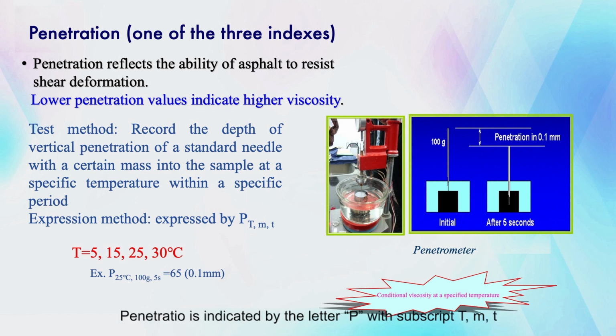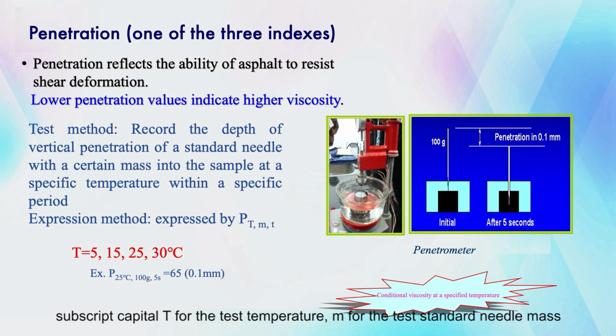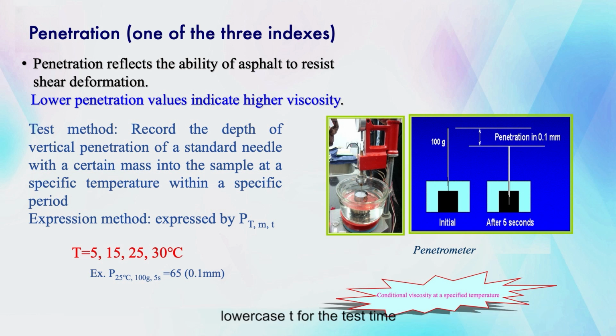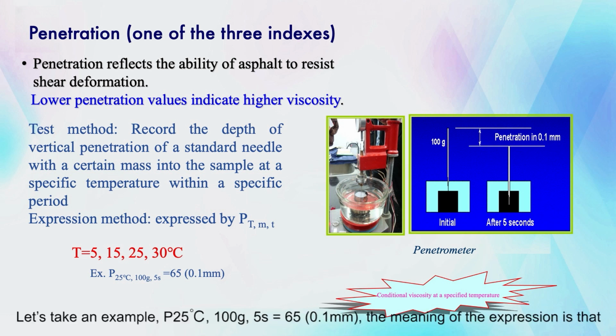Penetration is indicated by the letter P with subscripts T, M, t. We are going to explain their meanings. P for degree of penetration, capital T for test temperature, M for test standard needle mass, lowercase t for test time. Let's take an example. P 25 degrees, 100 grams, 5 seconds equals 65 times 0.1 millimeters.